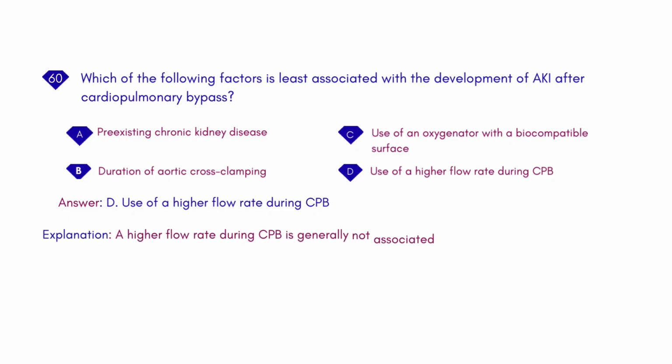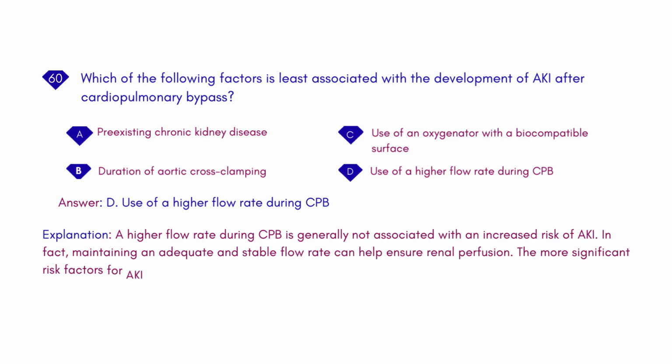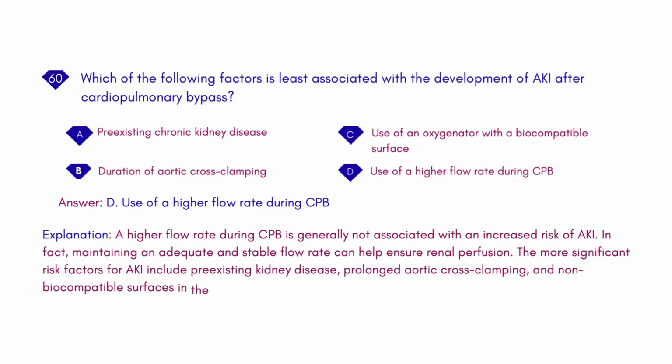Explanation: A higher flow rate during CPB is generally not associated with an increased risk of AKI. In fact, maintaining an adequate and stable flow rate can help ensure renal perfusion. The more significant risk factors for AKI include pre-existing kidney disease, prolonged aortic cross-clamping, and non-biocompatible surfaces in the CPB circuit.